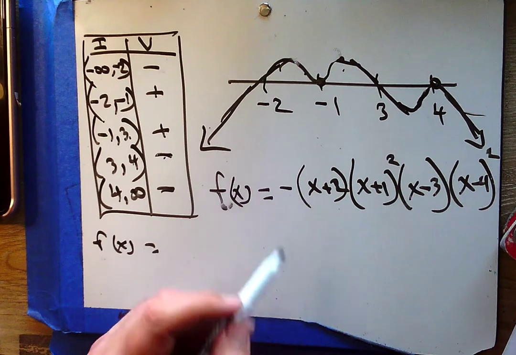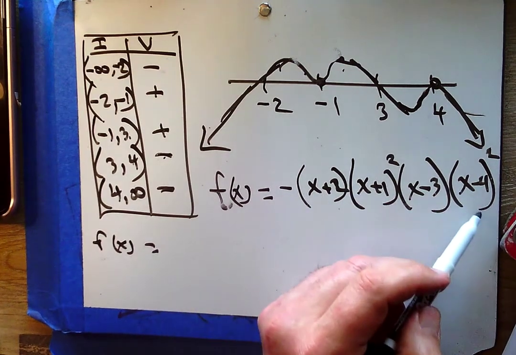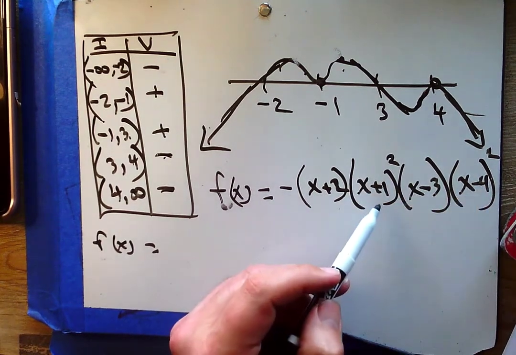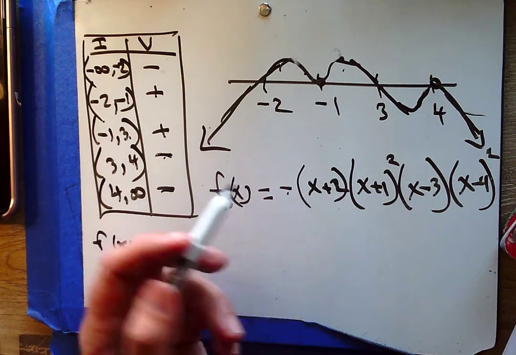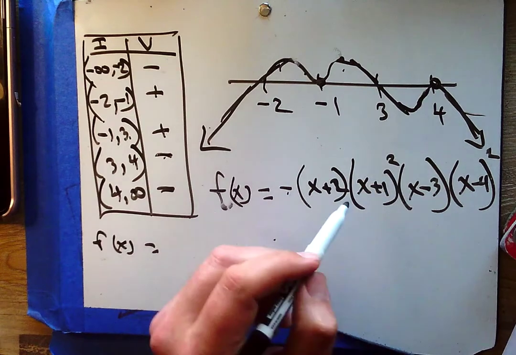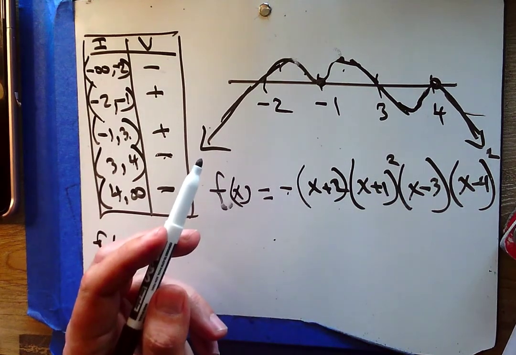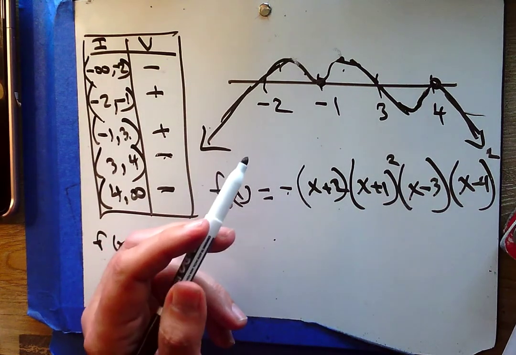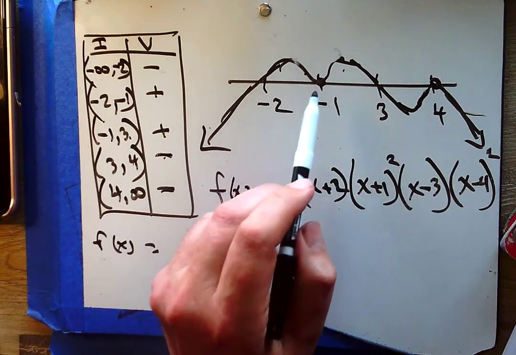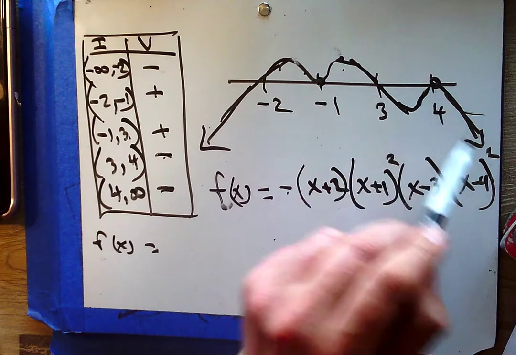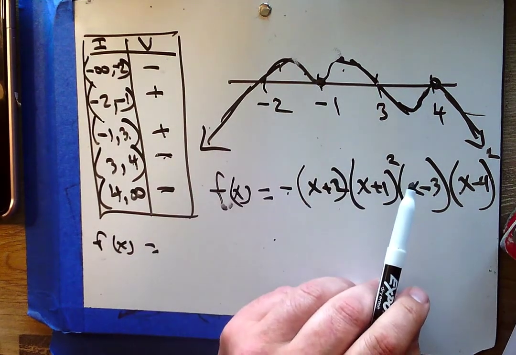Did we answer all the questions? We found the x-intercepts. We explained what was going on at 4 and negative 1. We talked about the leading coefficient. And the least possible degree is 6. It could be higher. It could be 100. But what we know is minimally we have to have 6 because this is 2 and this is 2 and each of these are at least 1.